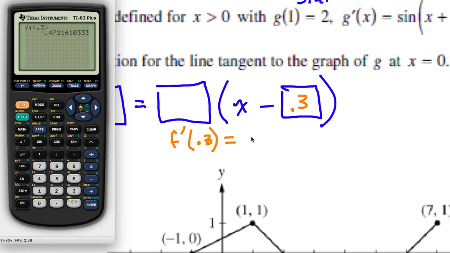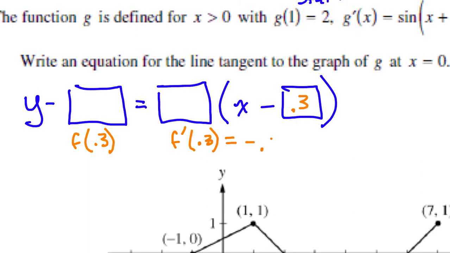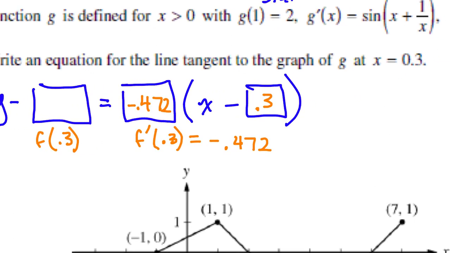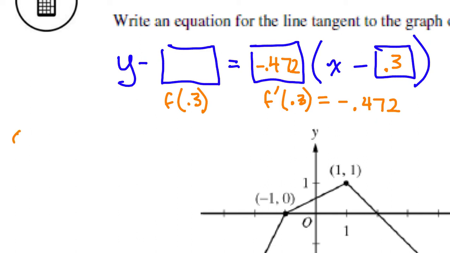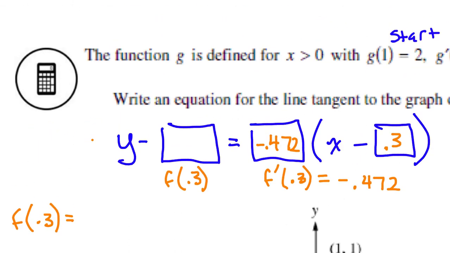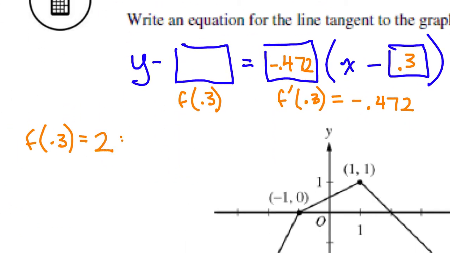So I'll write it down here, negative 0.472. Okay, for the f of 0.3, that is the harder piece, and I don't have enough room down here, or do I? Yeah, I can just use this space. So that's going to be f of 0.3. That is going to equal, I have to do my start. What did we say our start was? 2. So 2 plus the integral between 0 and 0.3 of f prime of x dx.